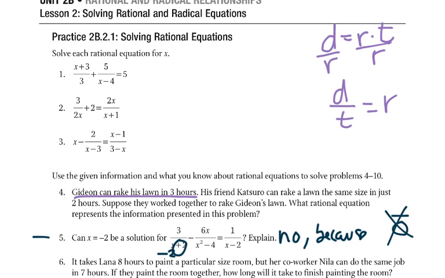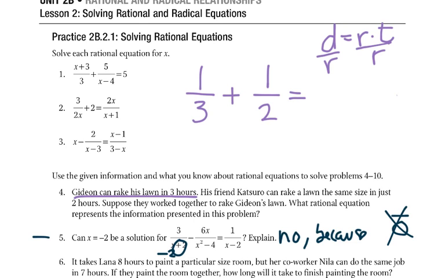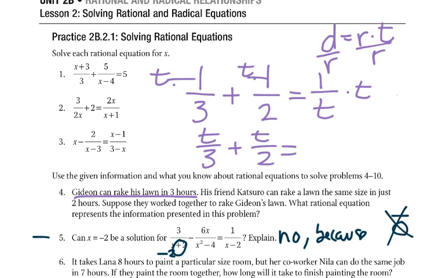So he's raking along in 3 hours. He would have one lawn that he rakes in 3 hours. Katsuro can do it in 2. So he'd have 1 lawn that he rakes in 2 hours. Now, if we add those together, we want to know how long would it take them to rake 1 lawn. How much time together? So we could leave it like that, or we could say, well, I don't like this t here, so let's times everything by t. And I get t times 1, so t over 3, plus t times 1, t over 2, equals 1.